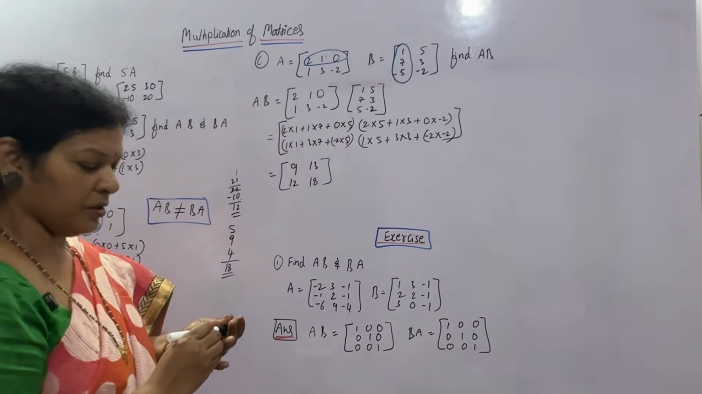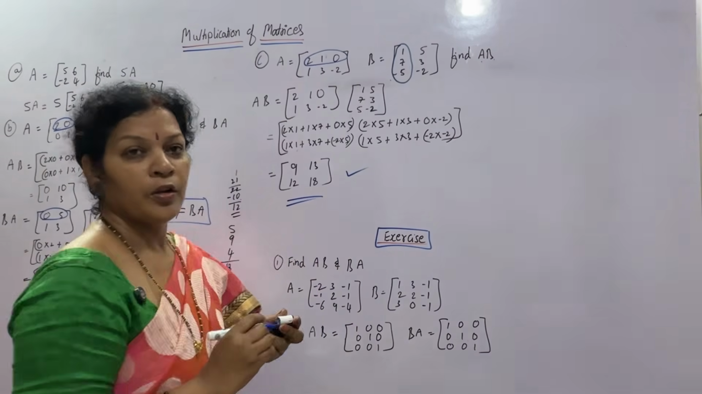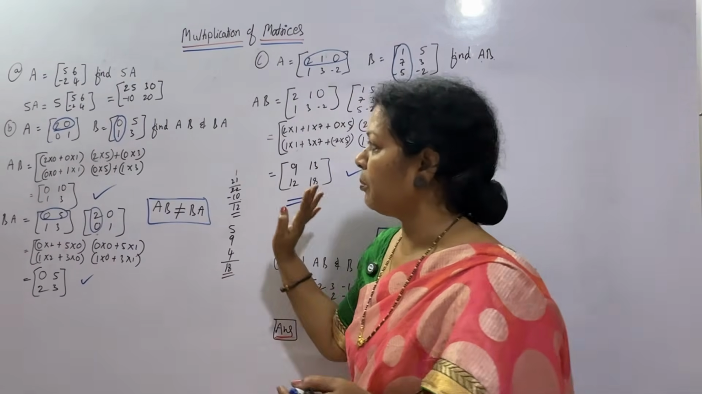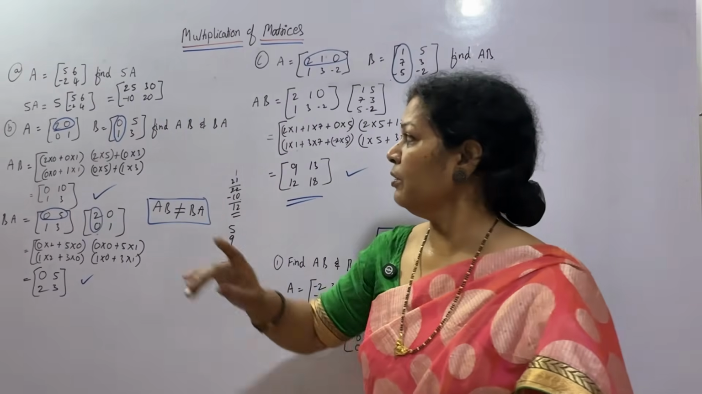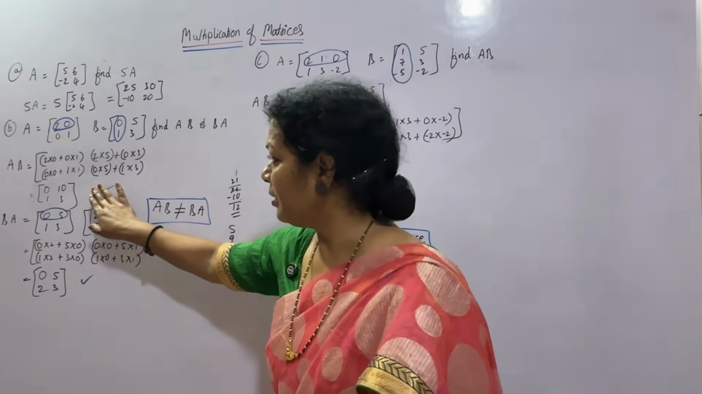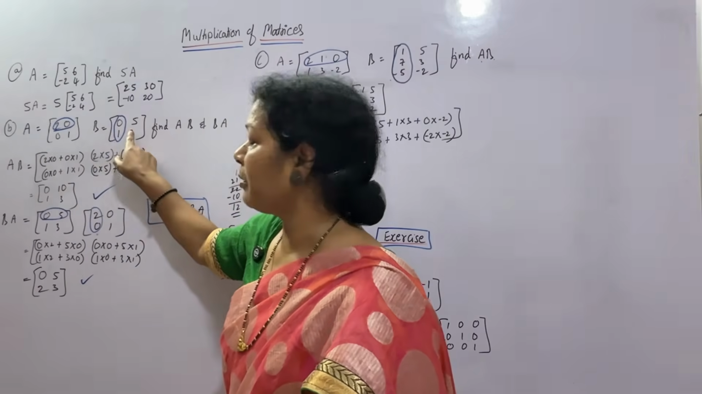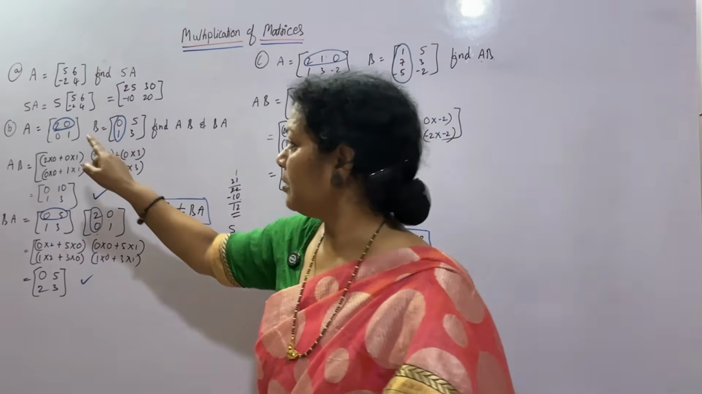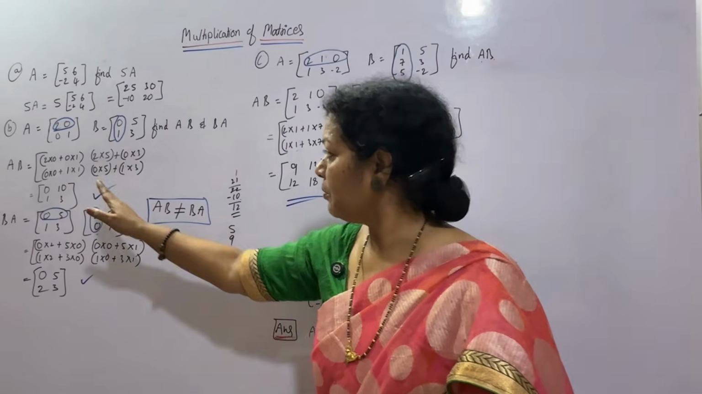Finally, the answer is this much. Total how many problems have we done? 3 problems. The first one is very simple, just multiplied with 5. The second one is AB and BA. AB answer is this. How have we done it? A row we have multiplied with this column. In the same way, same row multiplied with another column. Like this we have done.